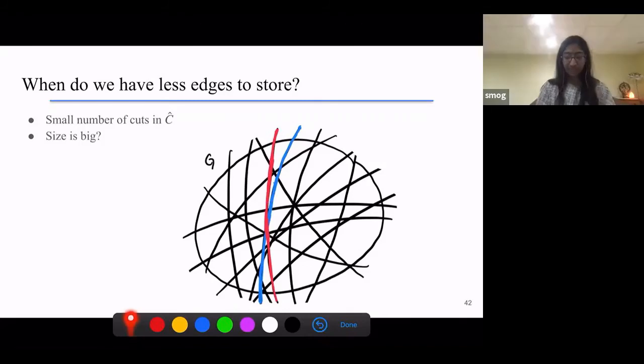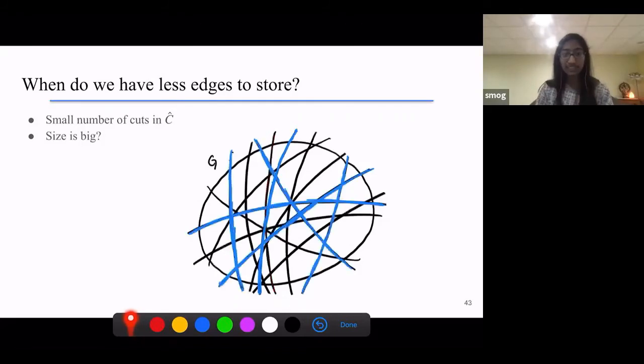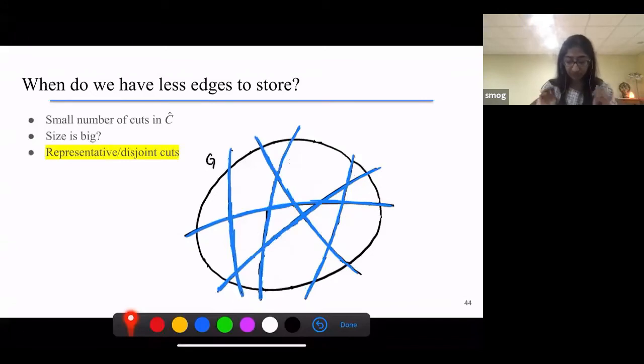So what we're going to do is think like this and say, okay, we're going to choose some set of representative cuts, right? So some blue set of representative cuts. And we're going to pay for all the edges across these cuts separately. So we want to choose some small set of representative cuts and then pay for them separately. So that's one thing that we want to do. This kind of ensures that we don't pay for edges too many times.